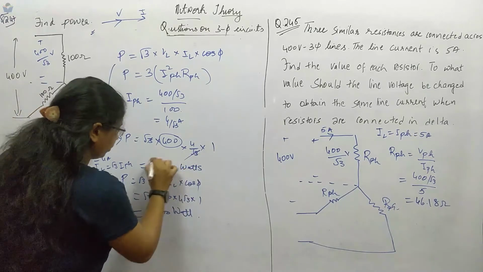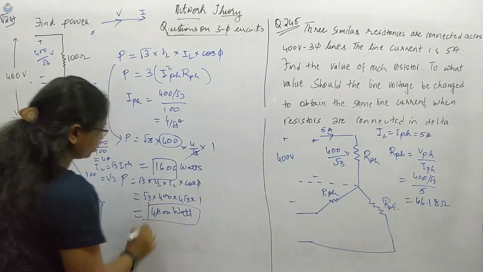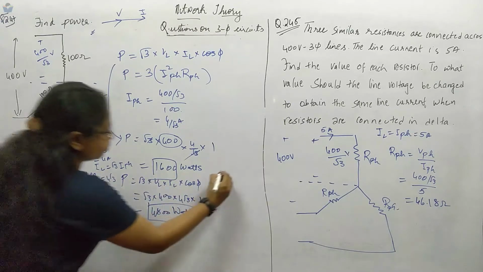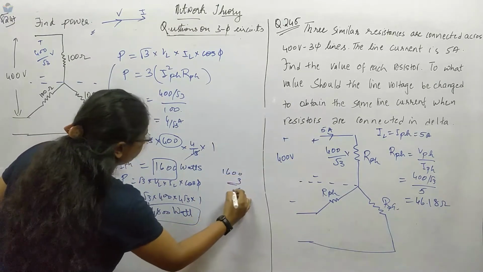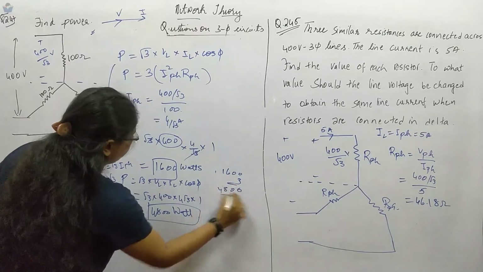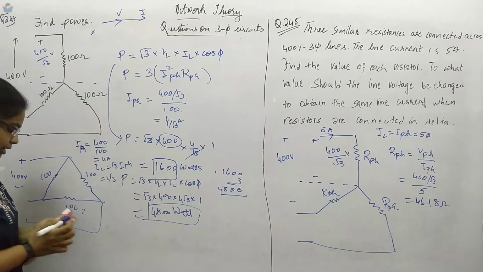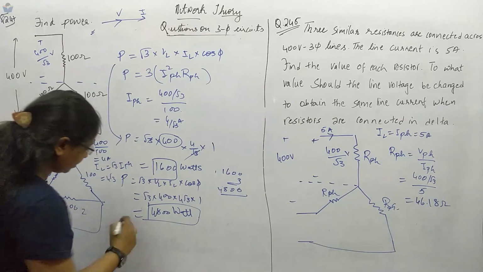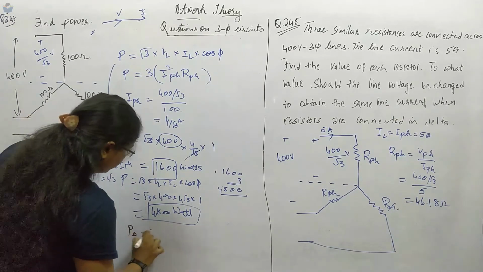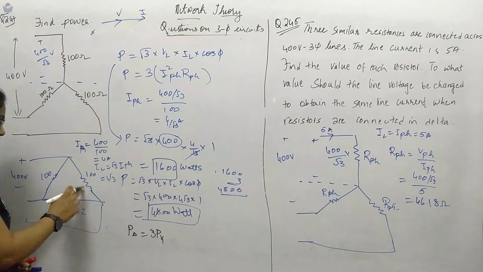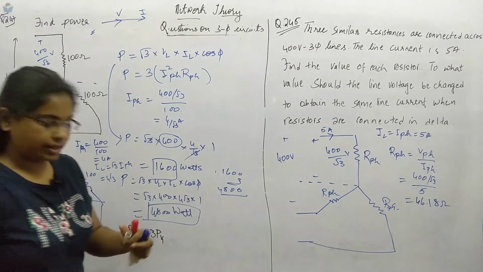See, now here there is again one more observation. What is it? If you multiply this by 3, multiply 1600 into 3, you will get 4800 watts. So this is nothing but P delta power equal to 3 times P star. Only consider this when we have the same values of resistors.